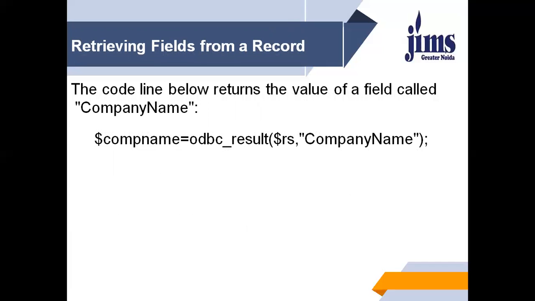Retrieving fields from a record: this code below returns the value of the field called CompanyName. In the previous code, we mentioned the field number. Here we are writing the field name, CompanyName. So the syntax is the same: odbc_result, and in brackets you are passing the $rs variable, comma, the field name. Here the field name is CompanyName and the result will be stored in $compname. So you can use both ways. Either you use the field number, or you use the particular field name. And you can retrieve the records.